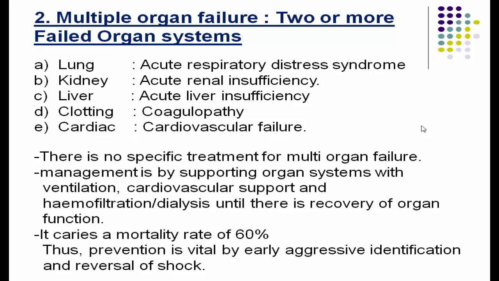multi-organ failure, that is 2 or more organ systems. Lungs, acute respiratory distress syndrome may be seen. Kidney, acute renal failure occurs. In case of liver, acute liver insufficiency is the result. Clotting system, coagulopathy develops. In cardiac system, cardiovascular failure may be seen.